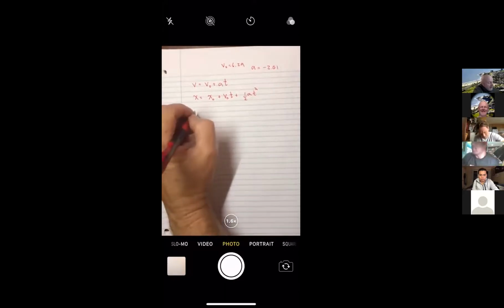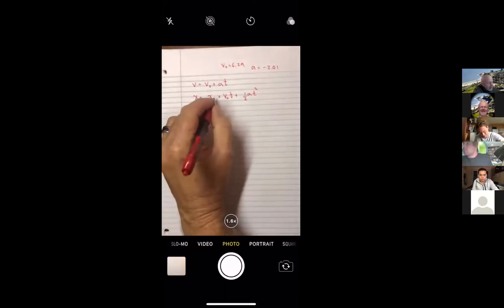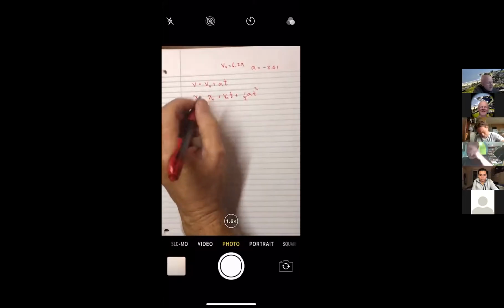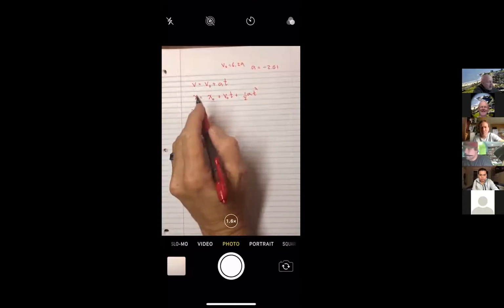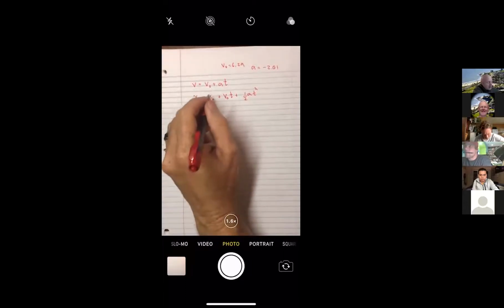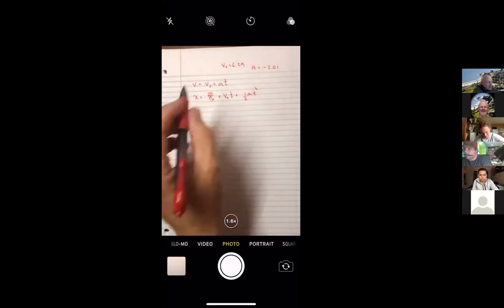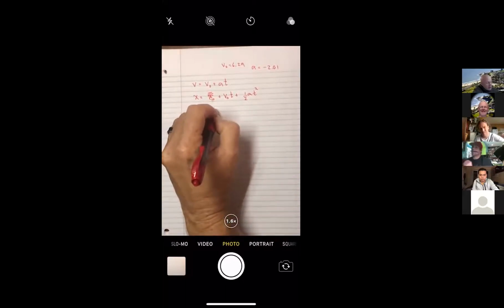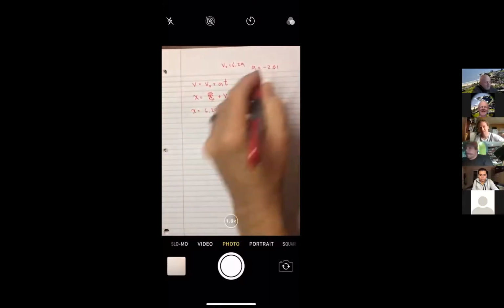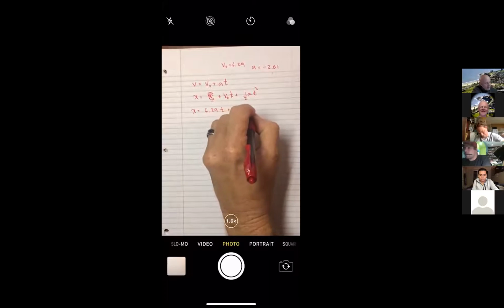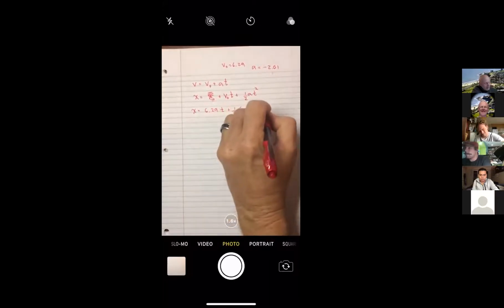And then the problem gives you some numbers. They say the initial position at the bottom of the ramp is 0. So now that I put it there, I'll cross it out. The initial speed is 6.29 t. The acceleration is negative 2.01 t squared.